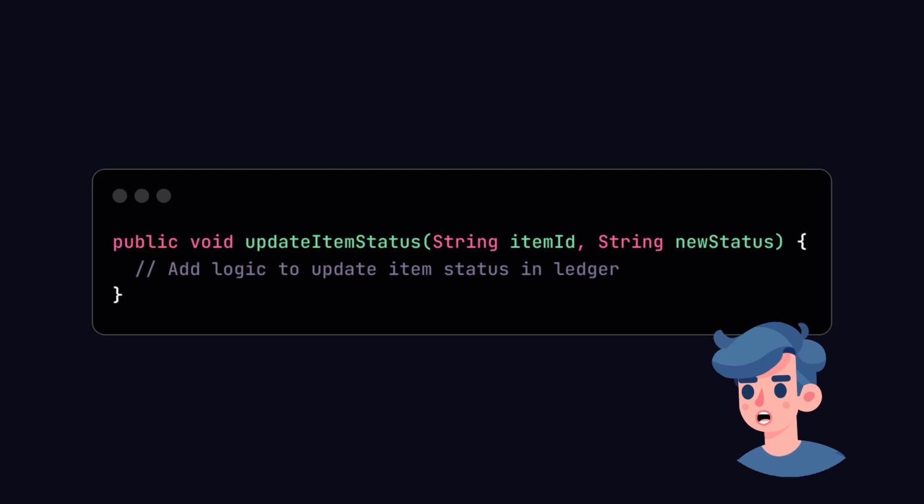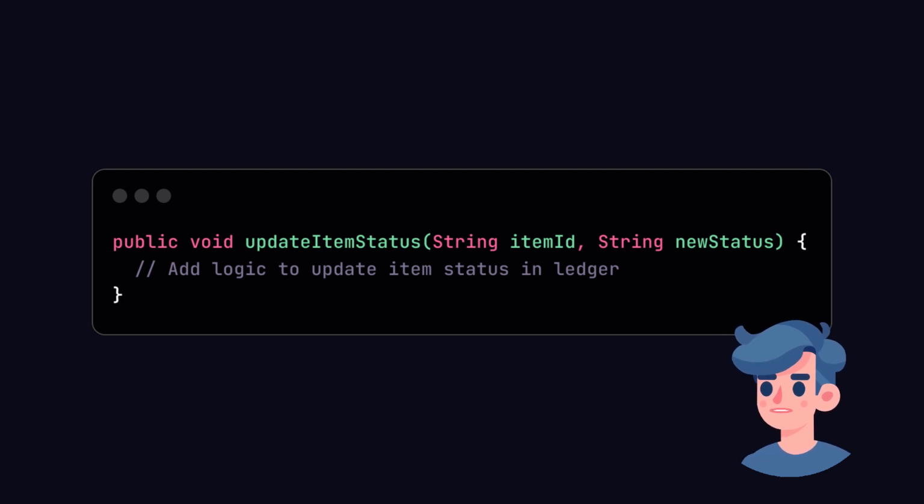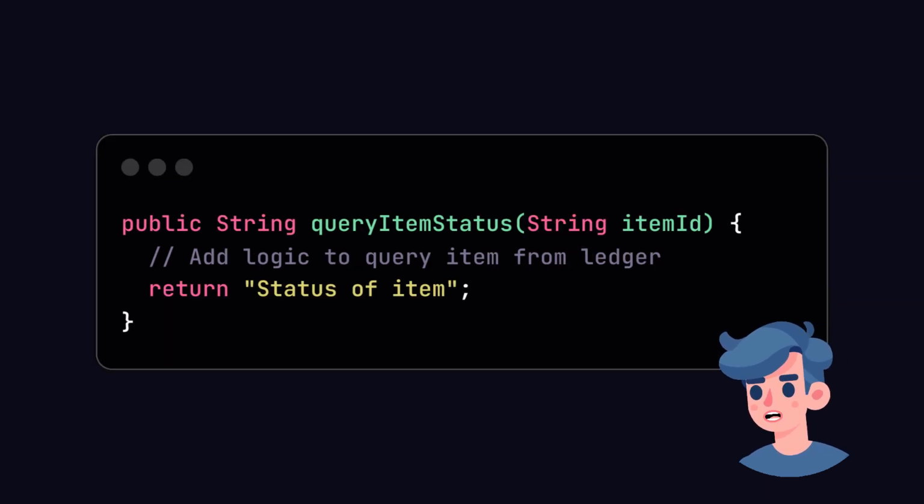We should also write a method to update the status of the item as it moves through the supply chain. This method will accept the item ID and the new status. Finally, let's implement a method to query the status of an item by its item ID. This will come in handy for tracking our goods.